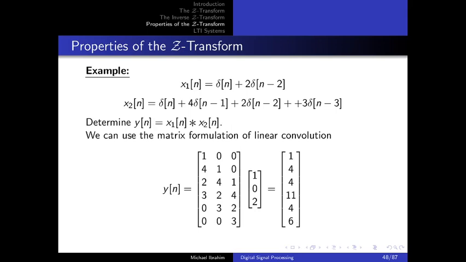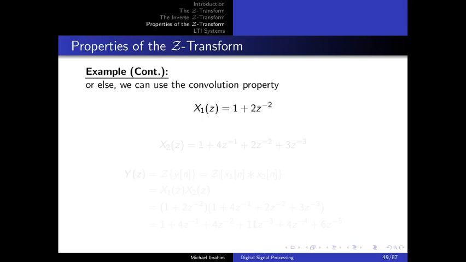What are the other options? The other option is to transform x1 of n to the z domain and get x1 of z, get x2 of z, and multiply the two z transforms, because the property we have just been discussing says convolution in time domain is equivalent to multiplication in z domain. So if we get x1 of z and x2 of z, multiply them together and do the inverse transform, we will get y of n.